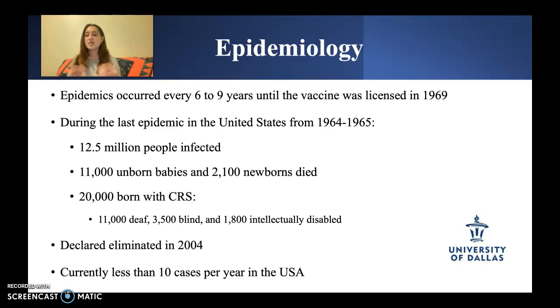Now thankfully, because of these vaccines, Rubella was declared eliminated in 2004, and when I say eliminated, I mean that there was no continual transmission of Rubella throughout this geographic area for at least 12 months. And as of today, there are currently less than 10 cases per year in the USA. However, that is unfortunately not the case for the rest of the world because worldwide, there are 100,000 cases of Rubella annually.